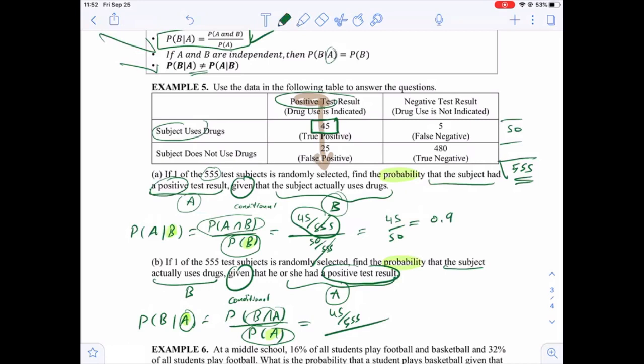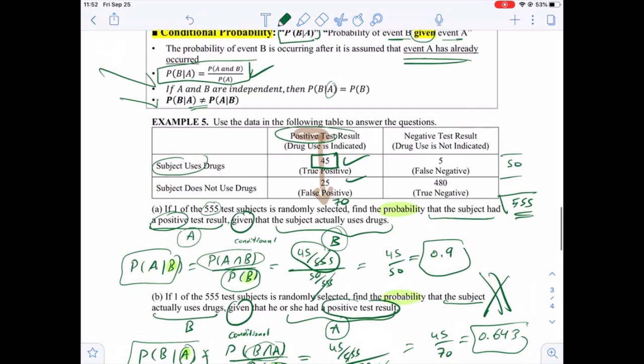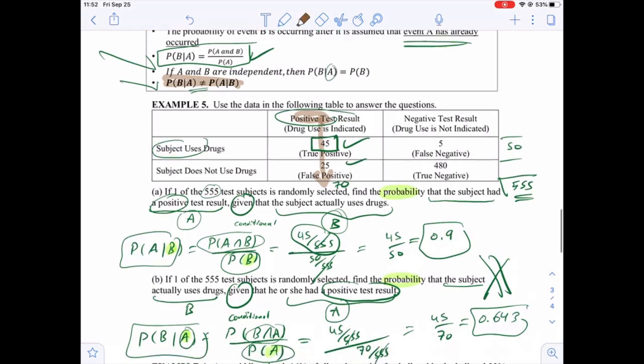How many subjects are there? We have 45 plus 25, that's 70. So we have 70 out of 555. And then we can simplify. We get 45 over 70, or you can just use the calculator from here. Using the calculator, we get 0.643. That's the probability of B given A. And as you can see, this is not equal to the probability of A given B. So in general, the probability of B given A is not equal to the probability of A given B.